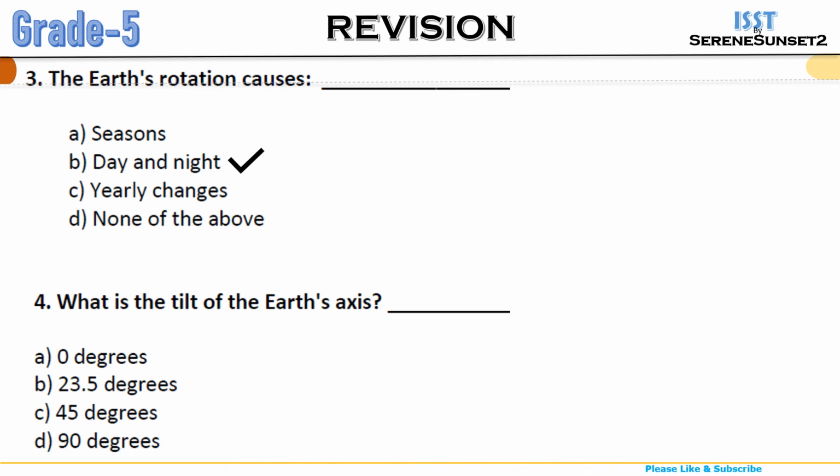Fourth, what is the tilt of the earth's axis dash? Option A 0 degrees, option B 23.5 degrees, option C 45 degrees, and option D 19 degrees. Answer: option B, 23.5 degrees.